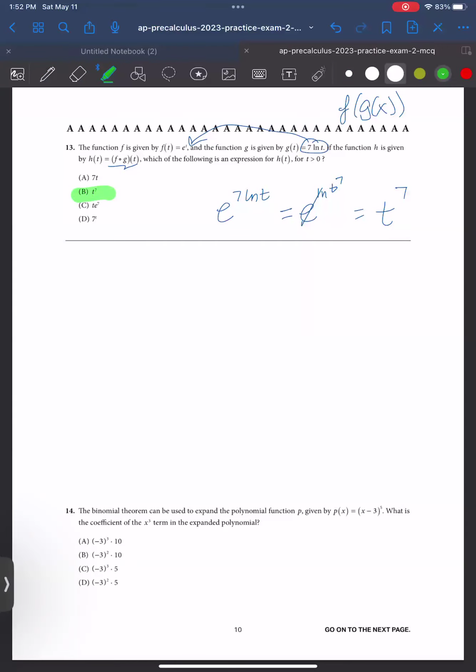The binomial theorem can be used to expand the polynomial function p, given by p of x is equal to (x minus 3) to the 5th. What is the coefficient of the x cubed term in the expanded polynomial?